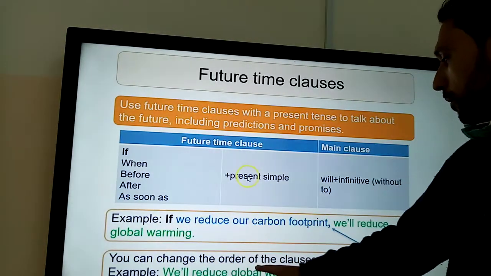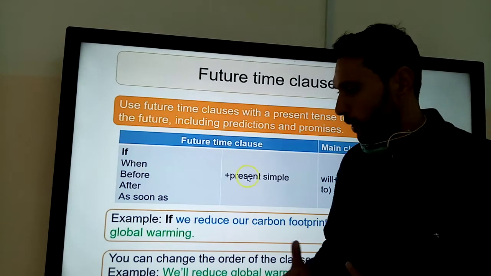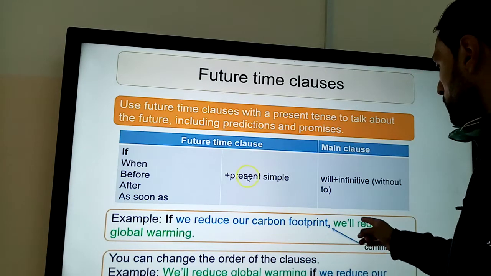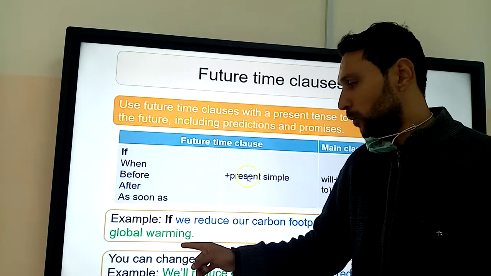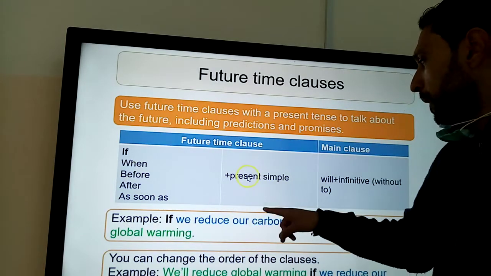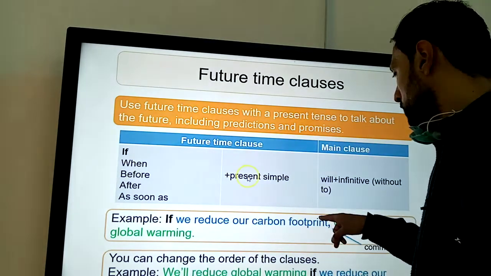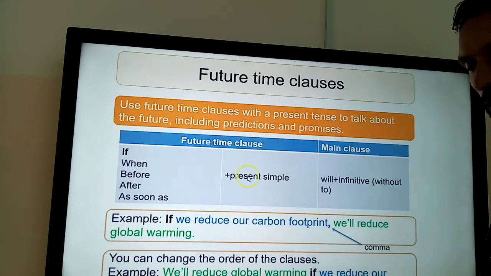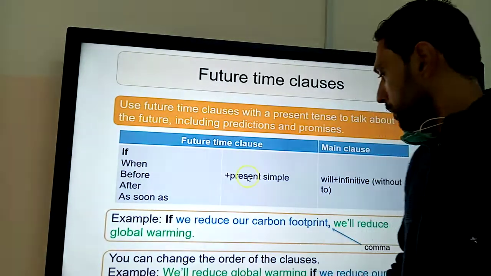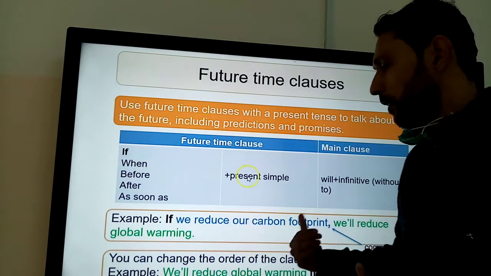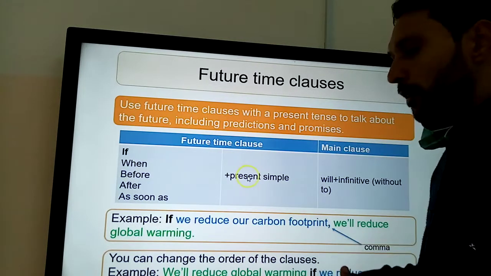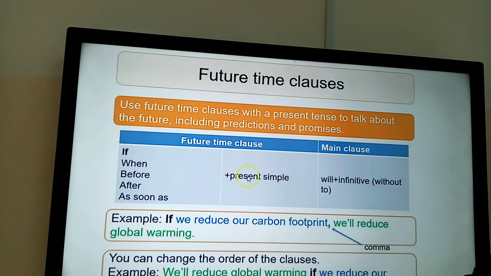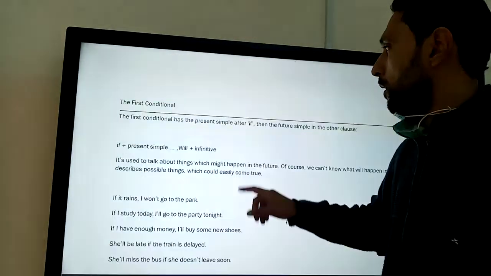You can change the order of the clauses. Using this sentence, you can say, we will reduce global warming if we reduce our carbon footprint. But in this case, a comma is not needed if we switch between these two parts of the sentence. A comma is not needed, as we have here.